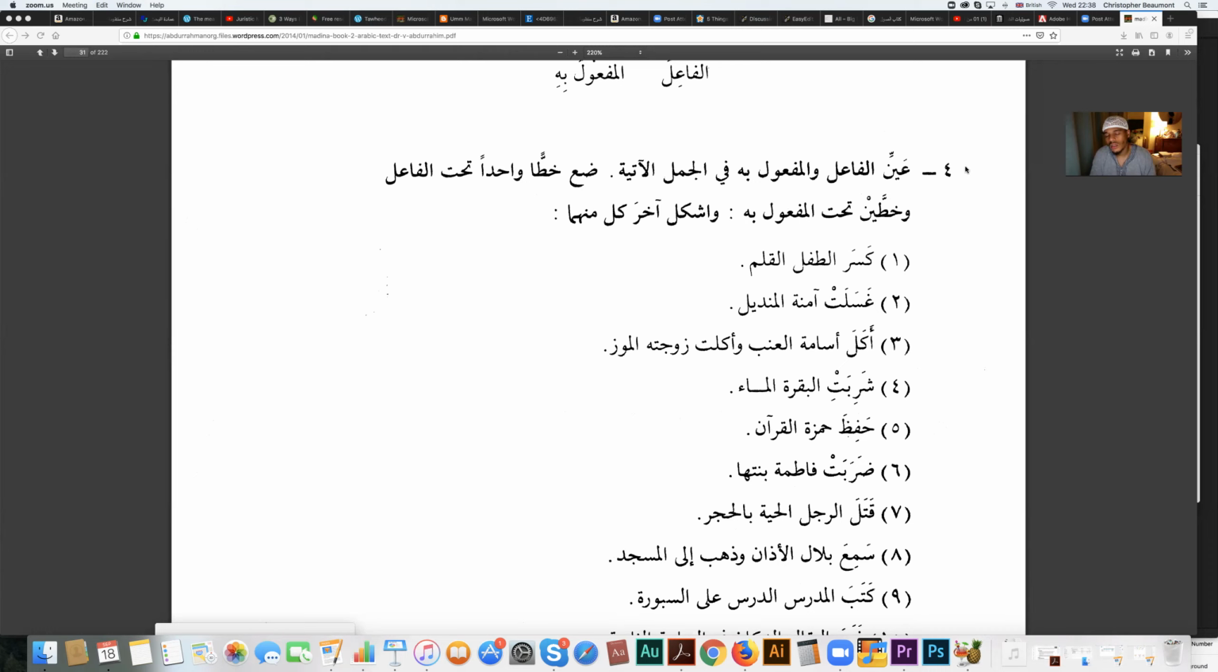Put one line. Before you start specifying the doer of the verb and the object of the verb in the following sentences, first of all, you have to ensure that you put one line underneath the doer and 2 lines underneath the object. So let's do number 1 together.